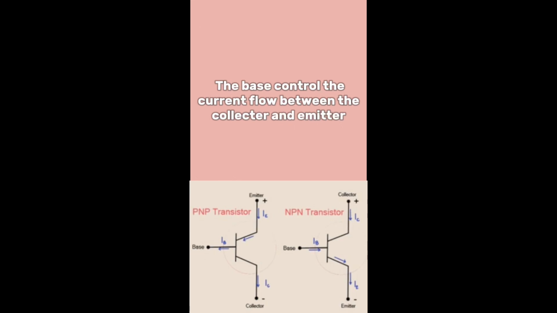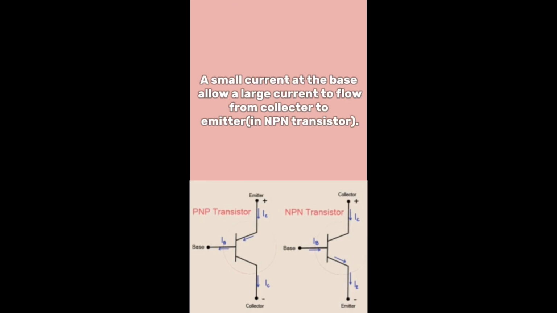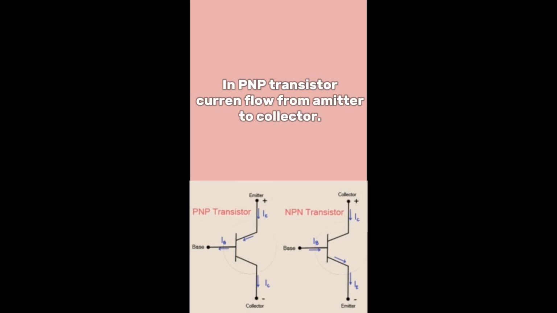Step 1: a BJT has three terminals. First, base, second, collector, third, emitter. The base controls the current flow between the collector and emitter. A small current at the base allows a large current to flow from collector to emitter. In a PNP transistor, current flows from emitter to collector.